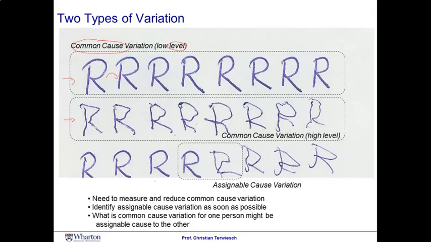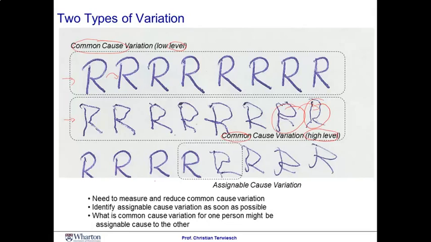Now look at the second row. This row was written with my left hand, and I really can't write with my left hand. Now you notice that the variation from one letter to the other is bigger as you go from, say, the 7th to the 8th letter. There's a high level of variation, but it is still a common cause variation. They all kind of look similar in pattern.